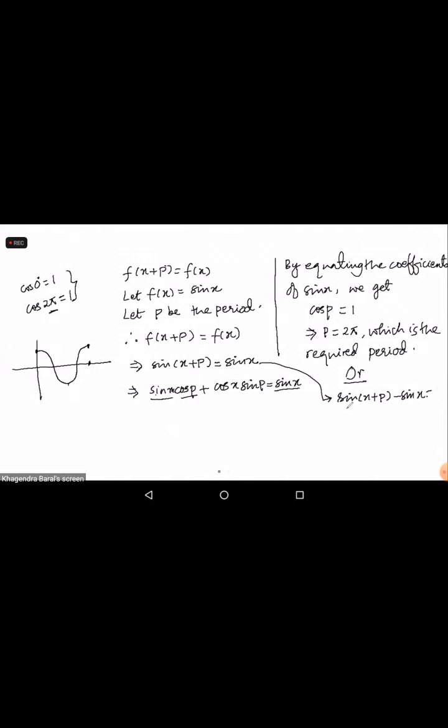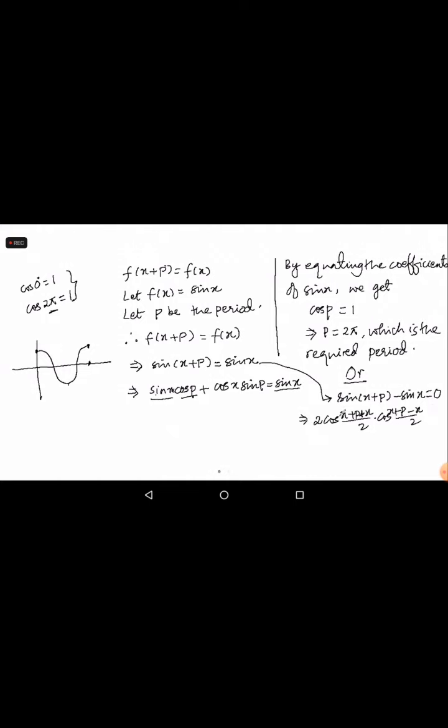Sin c minus sin b formula is 2 cos of c plus b by 2 times sin of c minus b by 2. So 2 cos of x plus p plus x divided by 2 times sin of x plus p minus x divided by 2 is equal to 0. Here you can think of this condition.